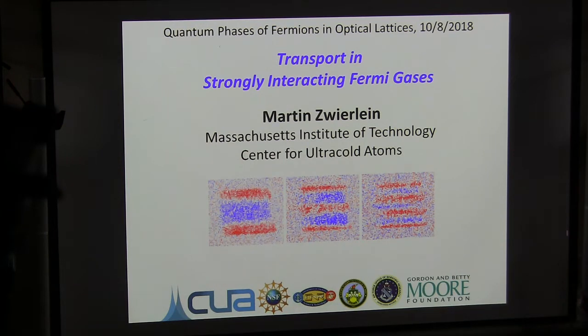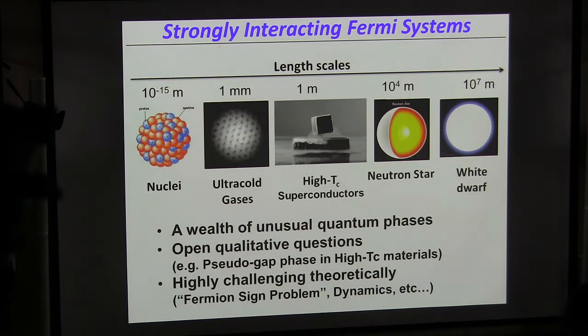It's going to be transport in strongly interacting Fermi gases. If you allow me, even though this is an optical lattice workshop, I think we can gain a lot of intuition from the bulk. Also, when we are trying to detect states of matter using transport, it would be good to train ourselves on anything, and a bulk superfluid is as good as anything, right?